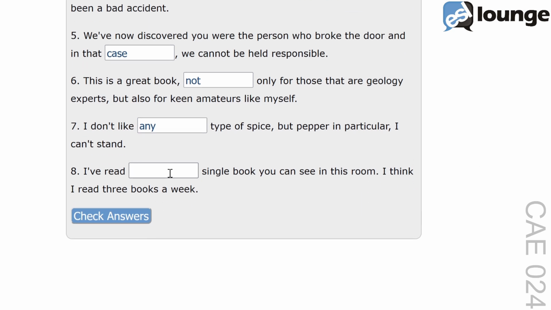And now, finally, question 8. I've read blank single book you can see in this room. I think I read 3 books a week. The correct answer is every. The phrase every single is used to emphasize each individual item in a group. For example, she checked every single detail. This stresses that all the books have been read.